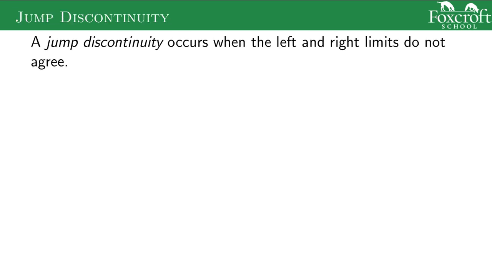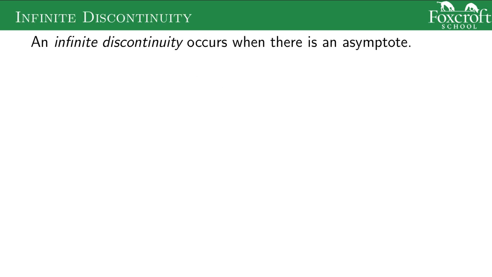The second type of discontinuity is a jump discontinuity. The left and right limits do not agree. This means the limit doesn't exist, so it can't be continuous, because part of the continuous definition is the limit existing. And the last one we'll talk about is infinite discontinuities. If you have an asymptote, again, the limit doesn't exist at an asymptote, so that means the function can't be continuous.